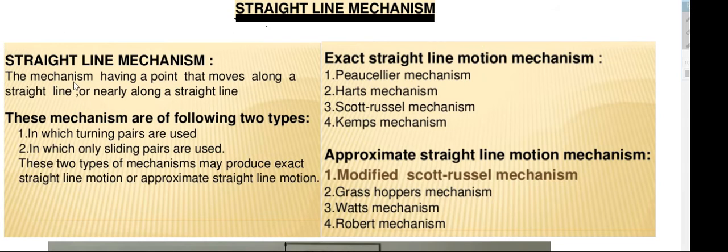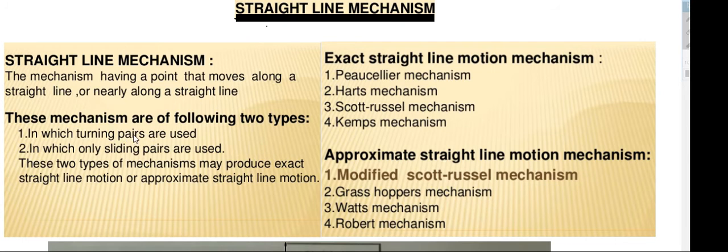A straight line mechanism, as you say, has a point that moves along a straight line or nearly a straight line. Actually, there are two types of mechanism. One produces exactly a straight line. The other produces nearly a straight line, which we call an approximate straight line. Mechanisms also have two types: one in which turning pairs are used, and one which uses sliding pairs only. These two types of mechanism may produce an exact line or an approximate straight line.